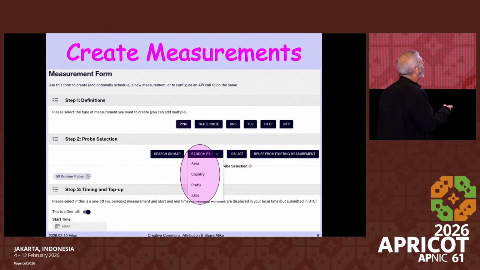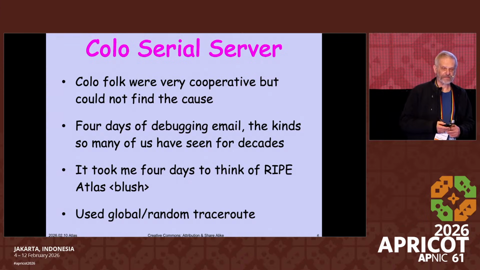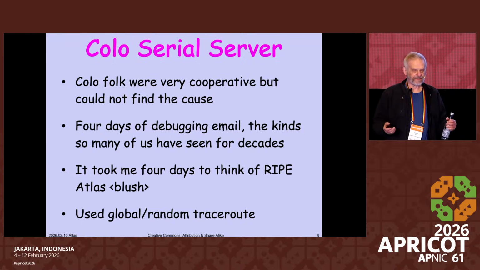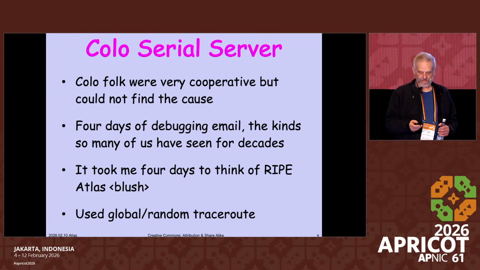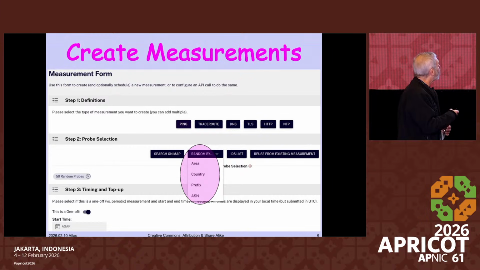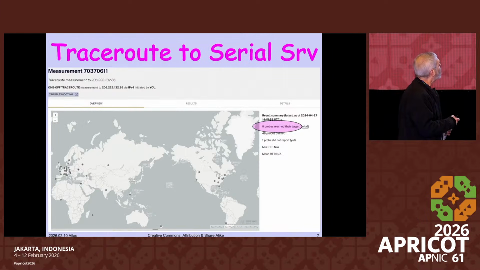The colo folk in the first example were very cooperative, but they couldn't find the cause. And they kept debugging for days. It took me four days to say, let's use RIPE Atlas. So I used a global, so from anywhere, random traceroute. And it said nobody could reach the target.